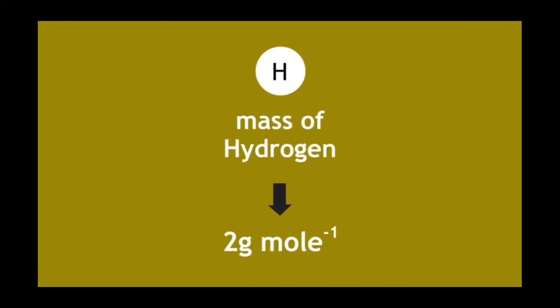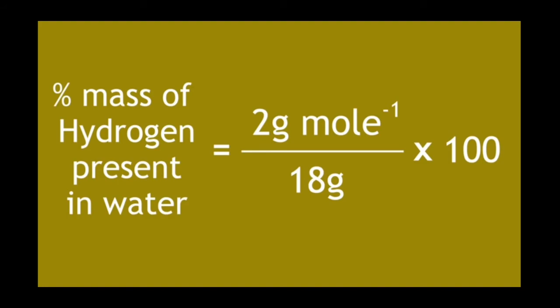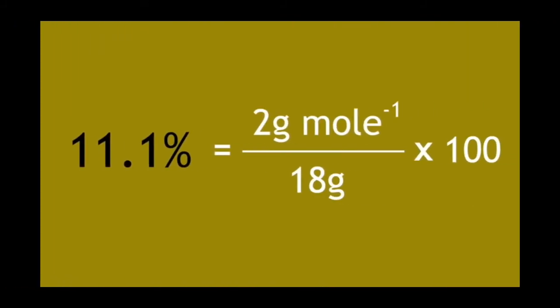Mass of hydrogen in water is 2 grams. So, the formula is mass of the element divided by molar mass. Therefore, mass of hydrogen is 2 grams divided by the molar mass of water, that is 18 grams, times 100. So, what will be the percentage mass of hydrogen in water? It's 11.1 percent. In the same way, using the formula of mass percent, you can calculate for oxygen.